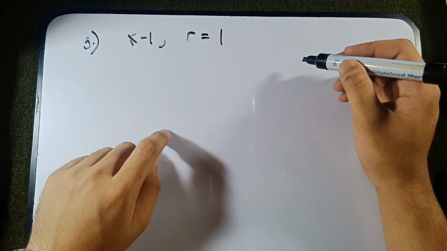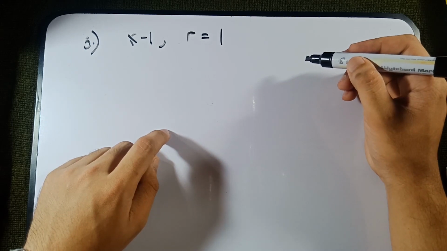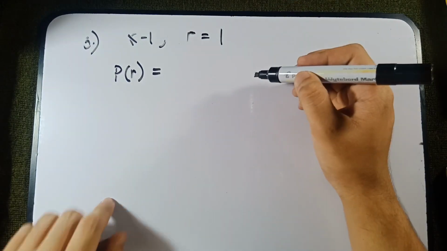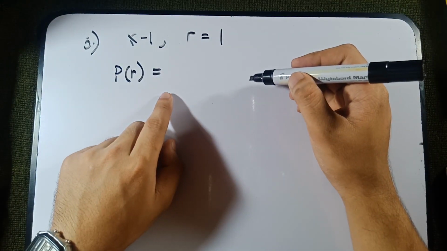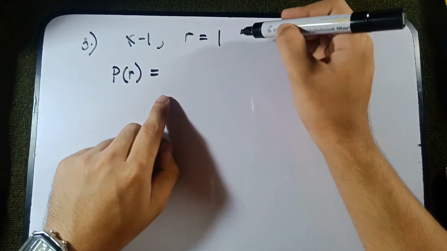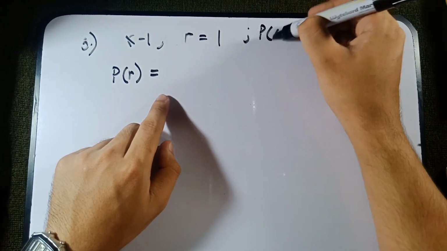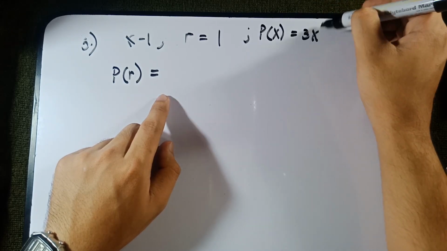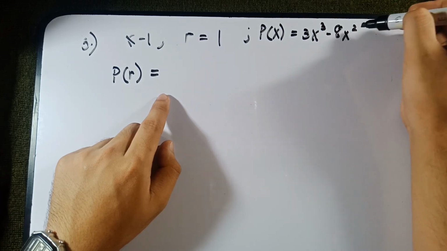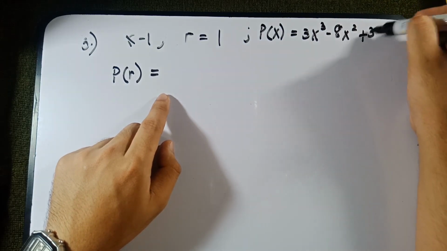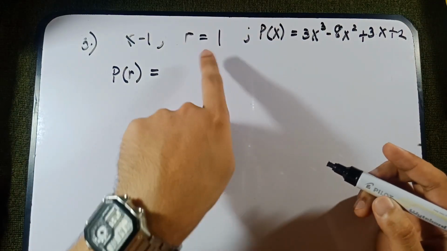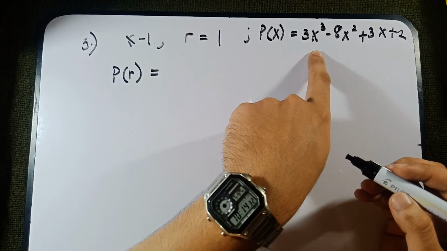Okay. Ngayon, substitute natin yung R dun sa mga x dun sa ating polynomial. That is P of R. So, P of R, from the given polynomial. Lagay ko muna dito yung given polynomial. P of x is 3x cube minus 8x squared plus 3x plus 2.